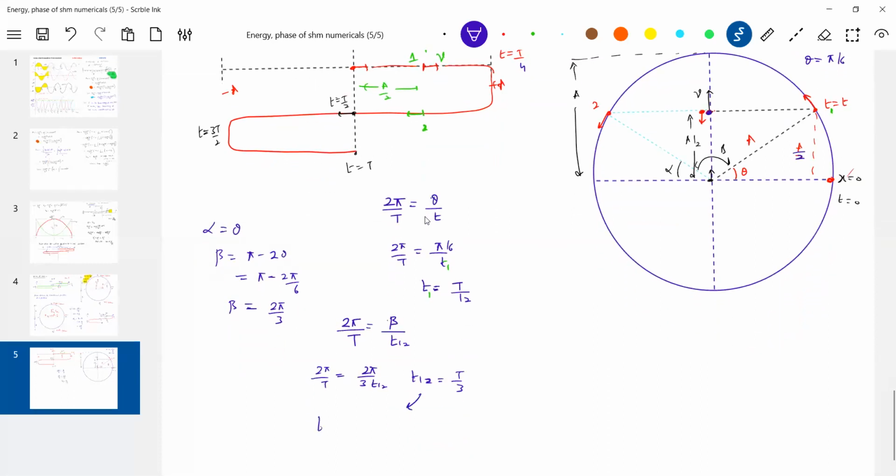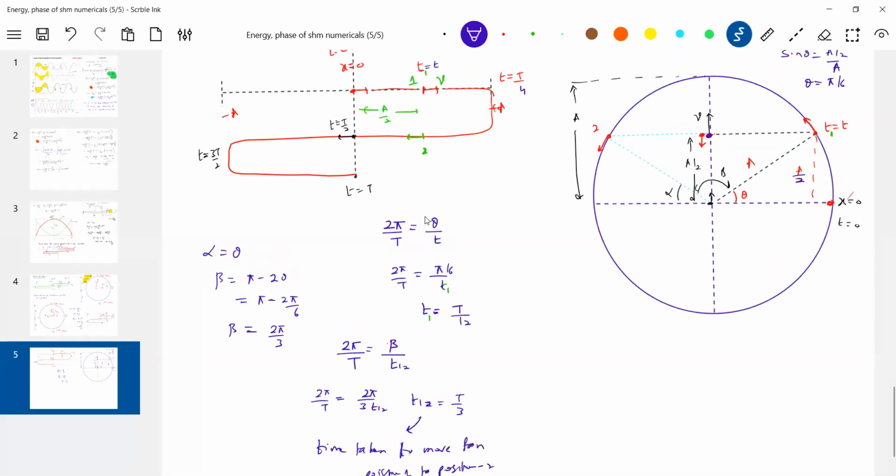So what is T12? Time taken to move from... Similarly, what is the time taken to move from plus a by 2 to plus a? Time taken to move from plus a by 2 to plus a.